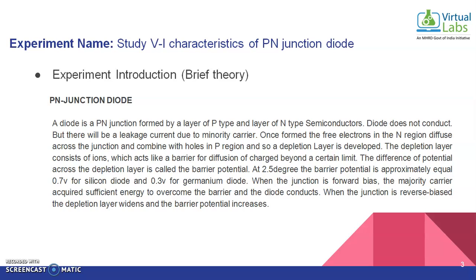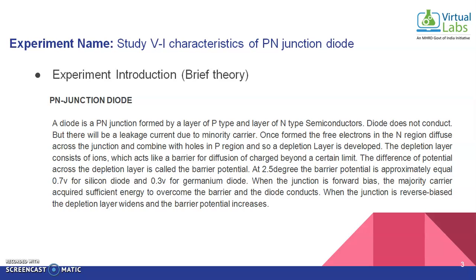The PN junction diode is formed by a layer of P-type and N-type semiconducting materials. The diode does not conduct, but there will be leakage of current due to the minority carriers. Free electrons in the N region diffuse across the junction and combine with holes in the P region, and so a depletion layer is developed. On one side we take P-type material, on the other side N-type material. Both are sandwiched. We combine the P-type material and N-type material to make a PN junction diode.